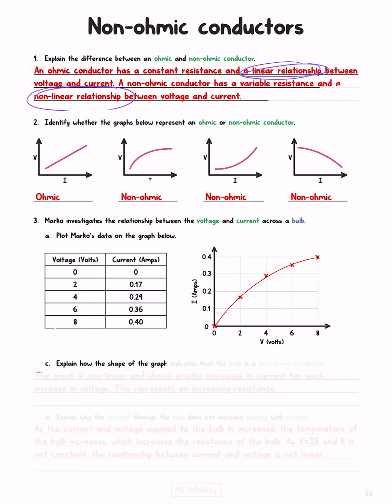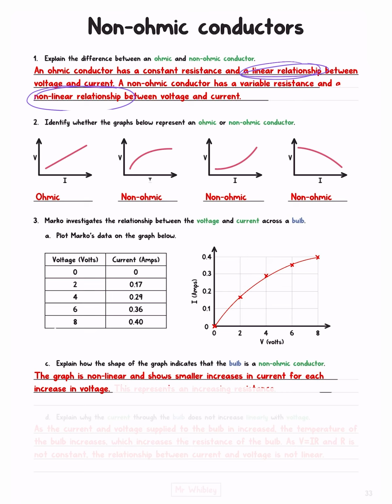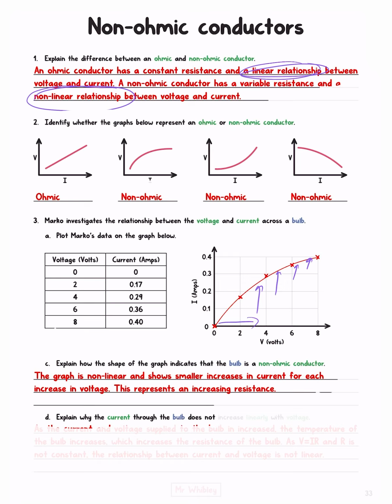Explain how the shape of the graph indicates that the bulb is a non-ohmic conductor. The graph is non-linear, meaning that it's a curve, and shows smaller increases in current for each increase in voltage. This represents an increasing resistance, meaning that for each increase in voltage, we are getting less and less of an increase in current. Explain why the current through the bulb does not increase linearly with voltage.